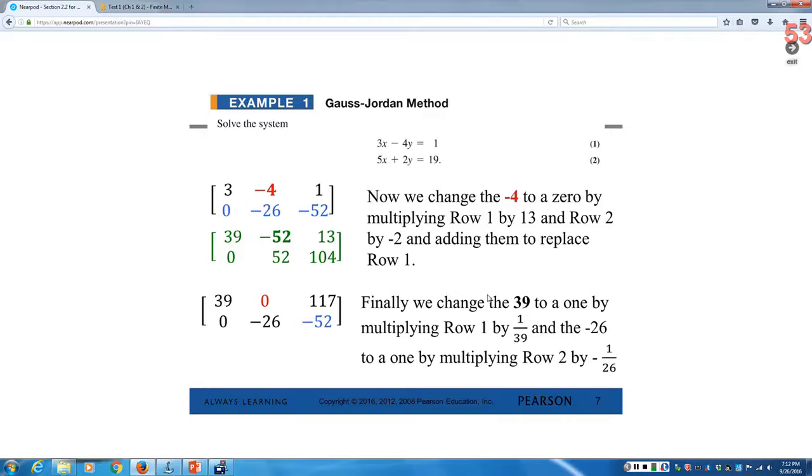Now, we're only a little ways from having what we call the reduced row echelon form. And that is when we have 1s in both of those two positions. And you can change the 39 to a 1 by multiplying row 1 by 1 over 39, or I like to think of it as dividing the whole row by 39 because that's the easier way to do it. And then you can change the negative 26 to a 1 by multiplying it by negative 1 over 26, or basically just dividing it by negative 26. So what we have looks like this.